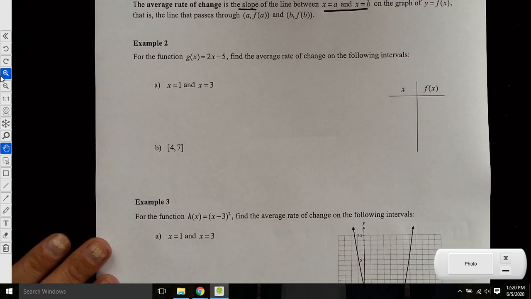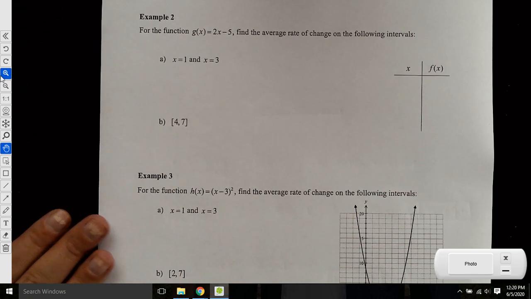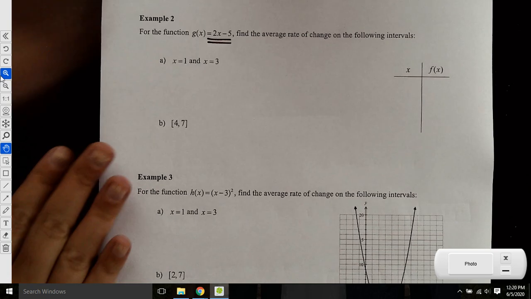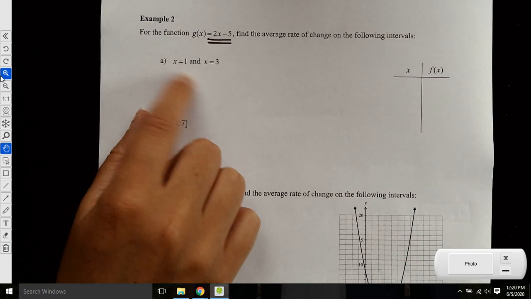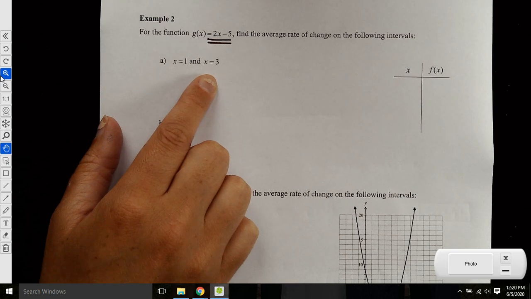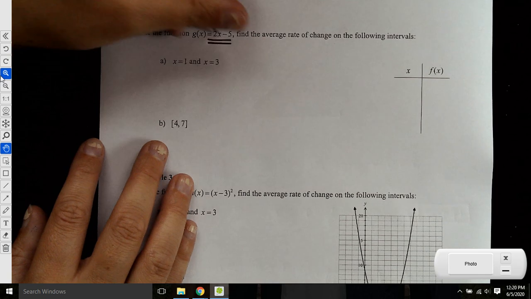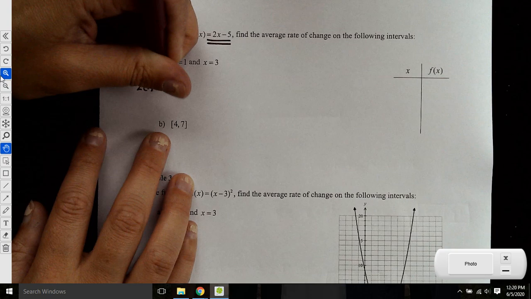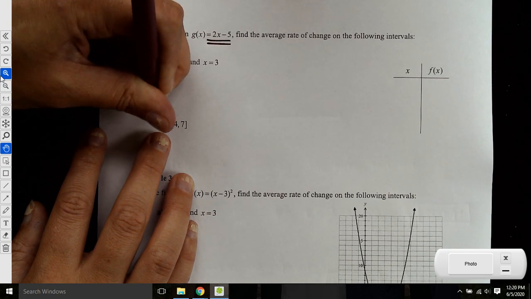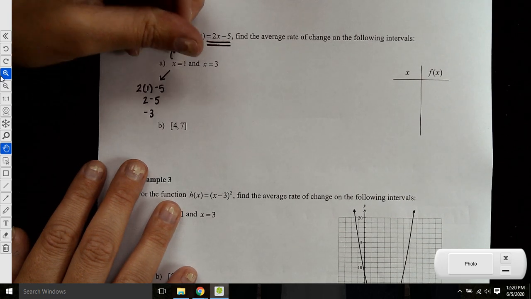So when it says find the average rate of change on the following intervals. So I have this function here. There are different ways to state this. So if I'm looking at a function and I have the x values, x equals 1 and x equals 3, I need to know what y values go with that so I can have actual points. So here's the x value, here's the function. So 2 times 1 minus 5 is 2 minus 5 is negative 3. So this point is 1 comma negative 3.